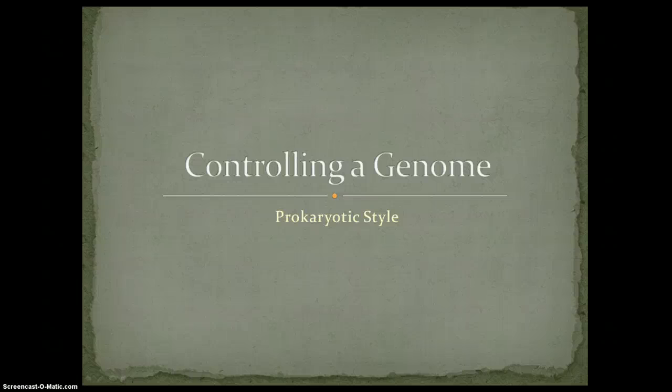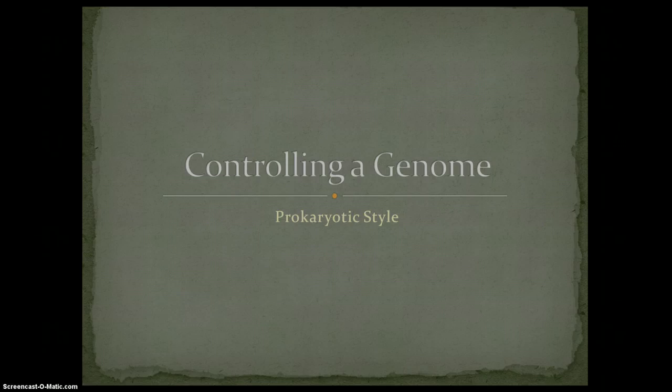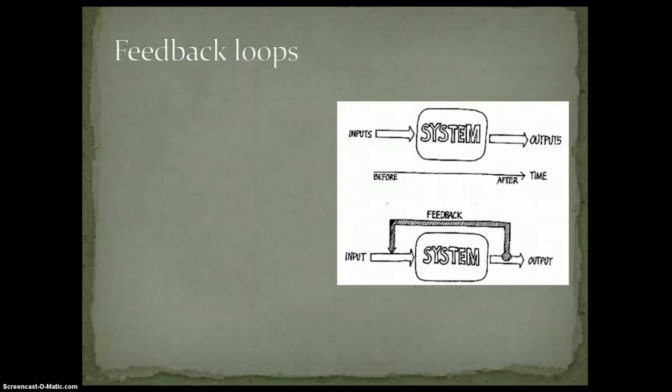Hello, AP Biology. Now, we're going to talk about controlling a genome, prokaryotic style. First thing to understand is about one of the methods that prokaryotic cells and even simplistic gene regulation in eukaryotic cells involves something that's called a feedback loop. Sometimes we could call these feedback inhibition loops, depending on the process that's used.